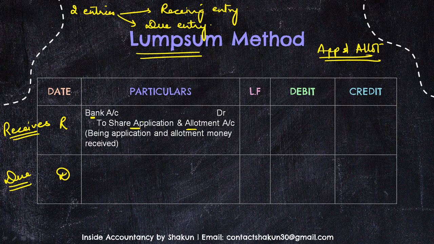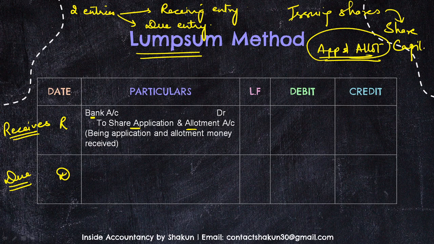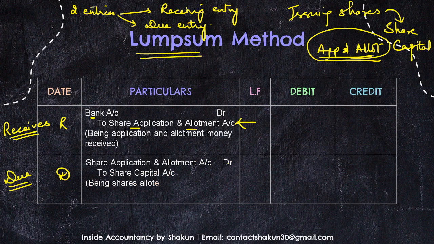What will be the due entry? In this stage, we are receiving money from application and allotment, but ultimately we are issuing shares, and when we issue shares, the money goes to which account? It goes to the share capital account. So this stage will be transferred to the share capital account eventually. Our entry will be share application and allotment account debited, because earlier it was credited, now we are just writing it off, and it will be transferred to the share capital account. These are the two entries that we pass under the lump sum method.